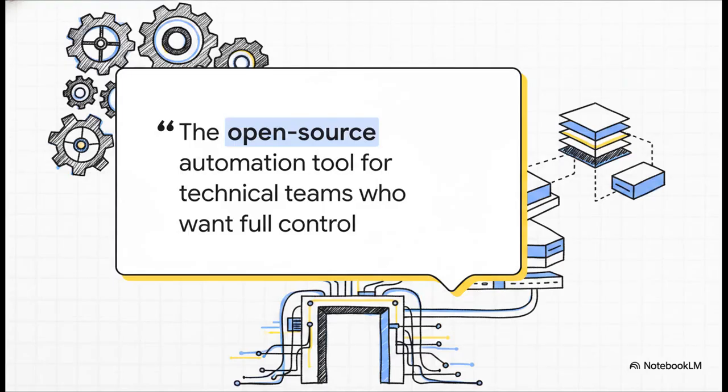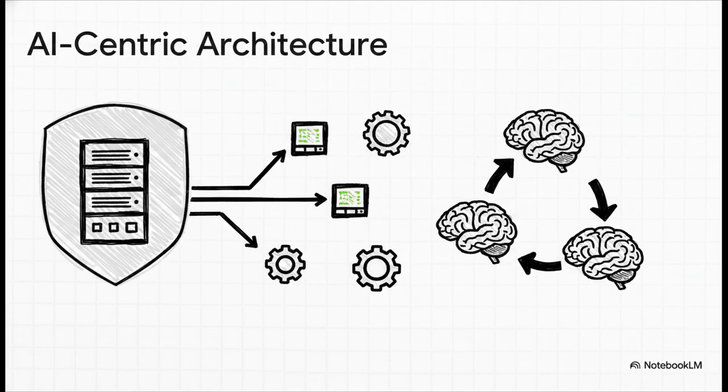And finally, we arrive at N8n. Think of N8n as the open-source architect. If Zapier is all about approachability, and Make is all about visual complexity, N8n is about one thing: absolute, total control. N8n is the go-to heavyweight for technical teams.